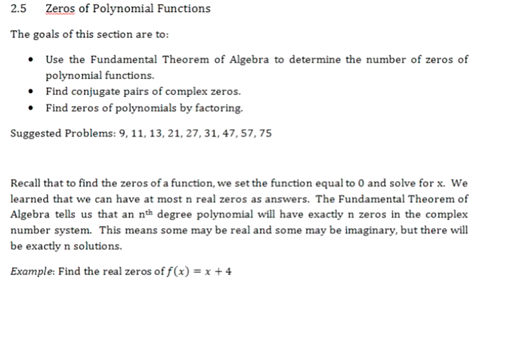In section 2.5, our goal is to find the zeros of polynomial functions. We will do this using the fundamental theorem of algebra. That'll tell us the number of zeros that are in a polynomial function. We're going to use conjugate pairs to help us find complex zeros, which is why we needed to work with complex numbers in the last section. And then lastly, we're going to find zeros of polynomials by factoring.